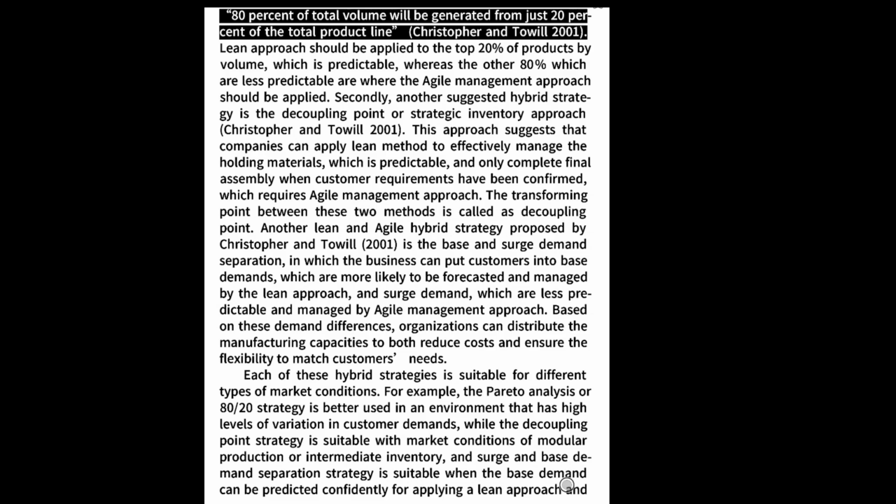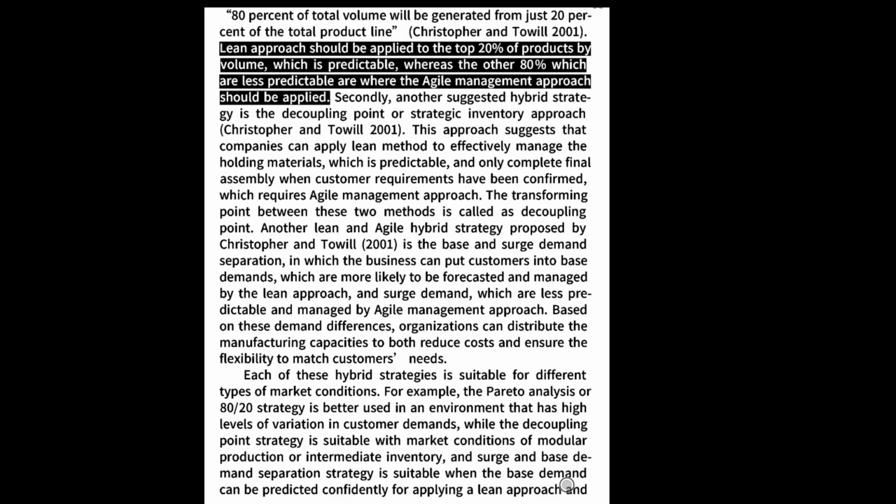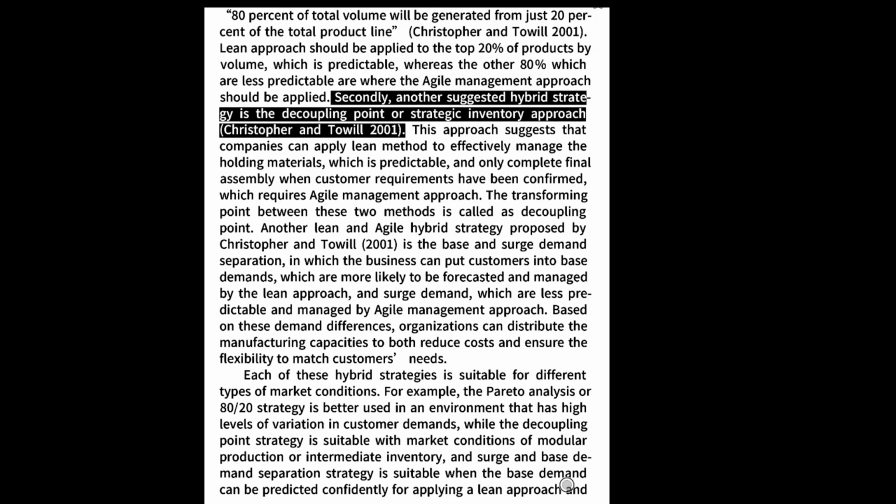Christopher and Twill 2001. Lean approach should be applied to the top 20% of products by volume, which is predictable, whereas the other 80% which are less predictable are where the agile management approach should be applied. Secondly, another suggested hybrid strategy is the decoupling point or strategic inventory approach, Christopher and Twill 2001.